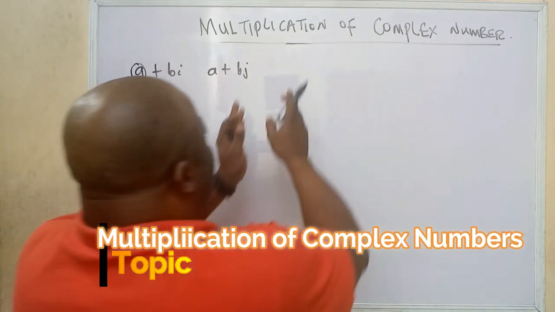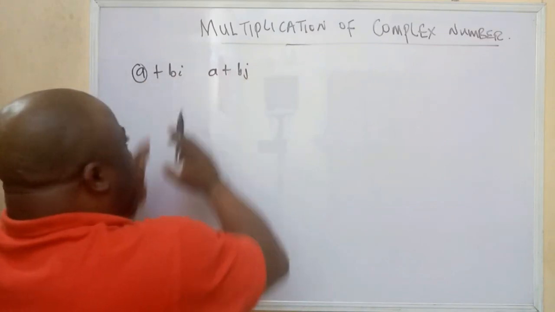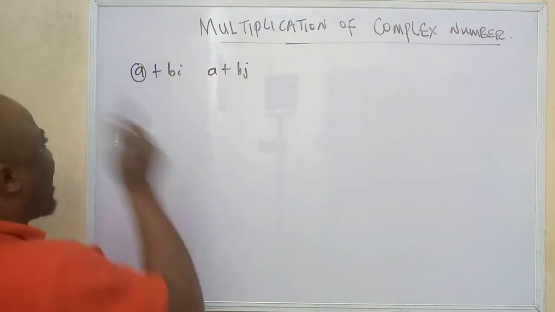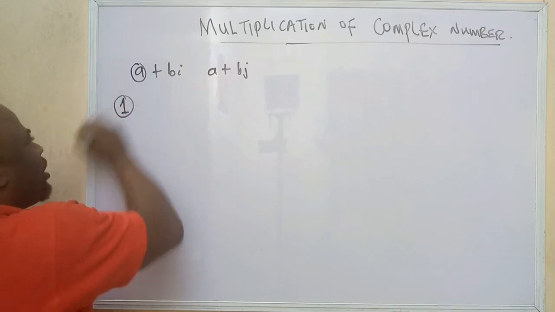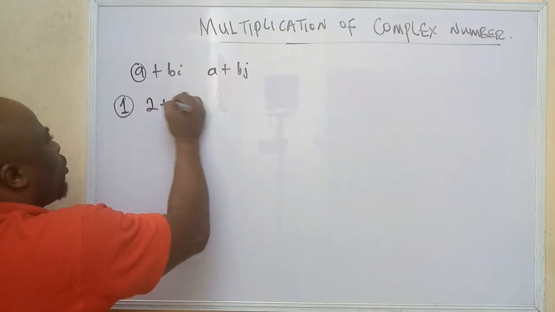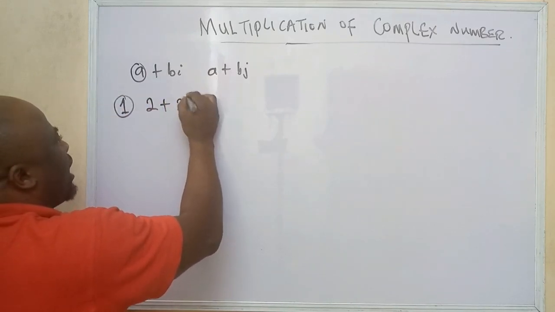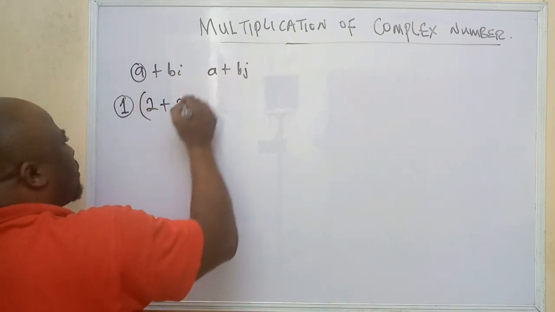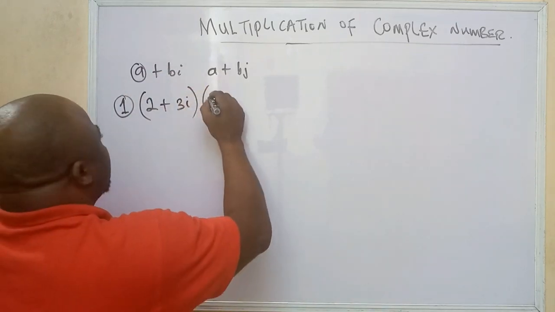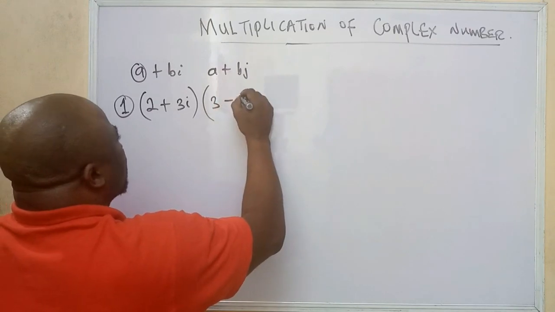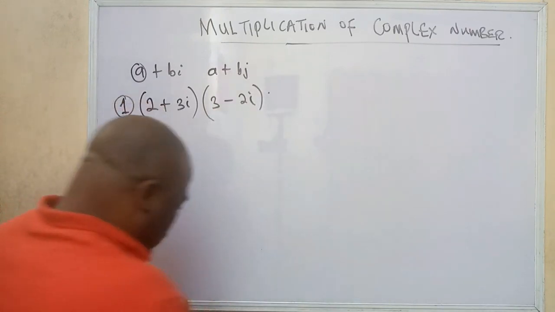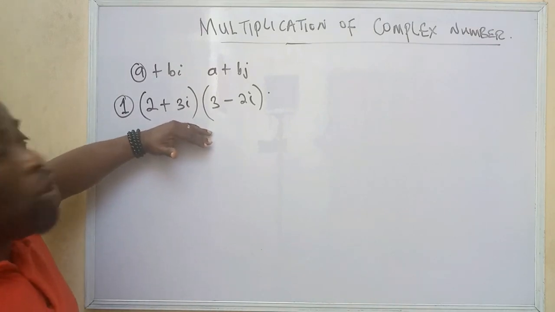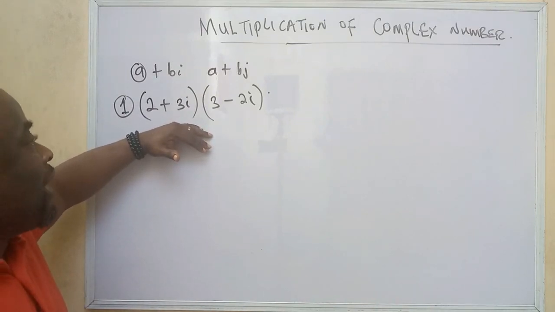Now we're going to look at how we multiply two complex numbers. Let's say we have number one of the question here: 2 plus 3i multiplied by 3 minus 2i. We are multiplying two complex numbers together.